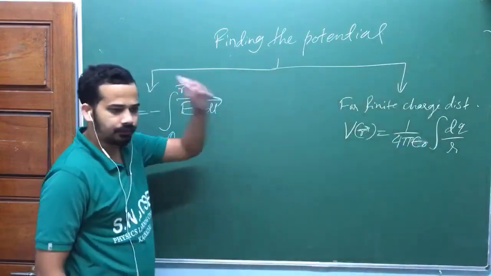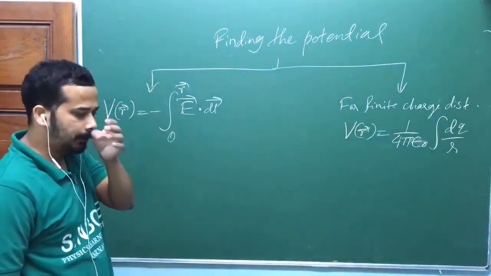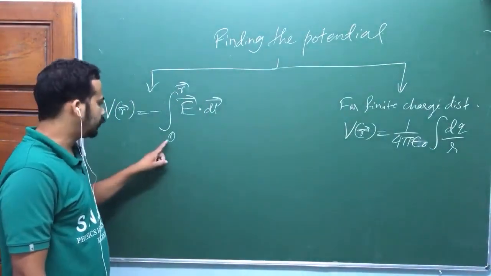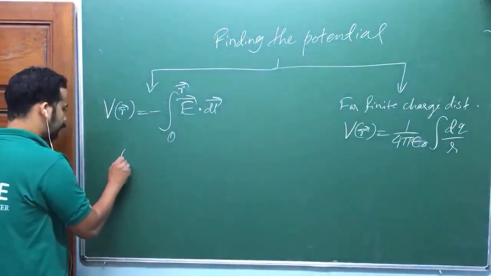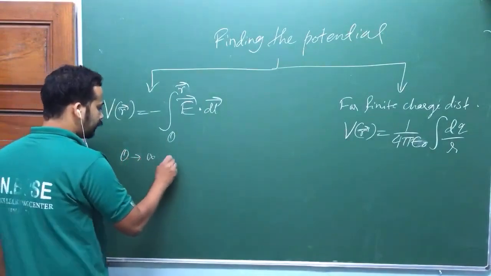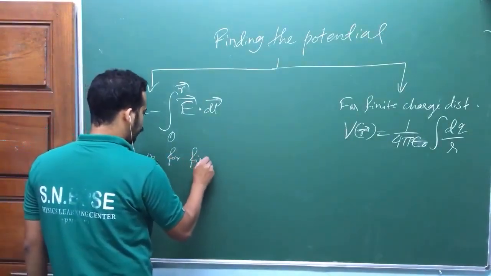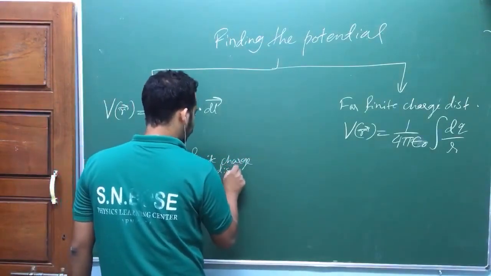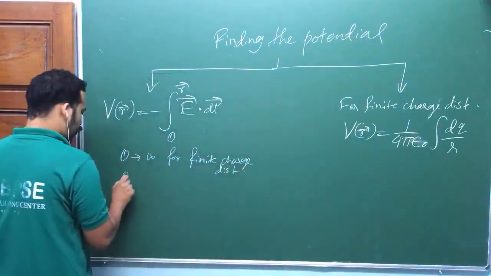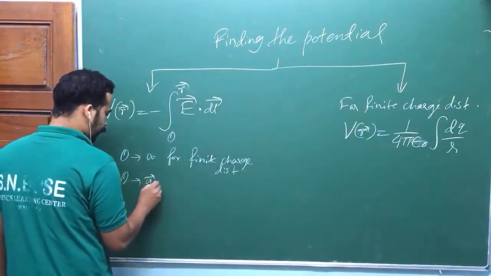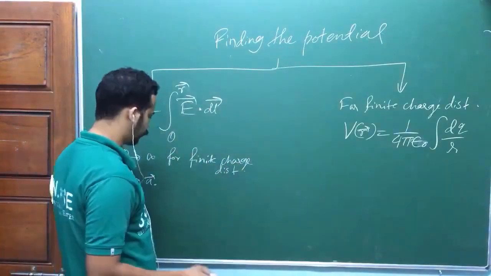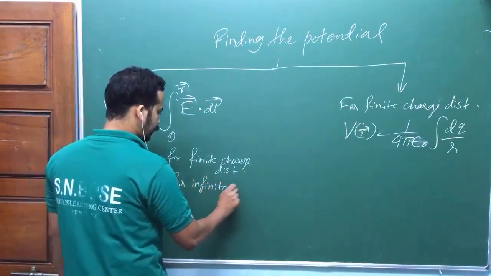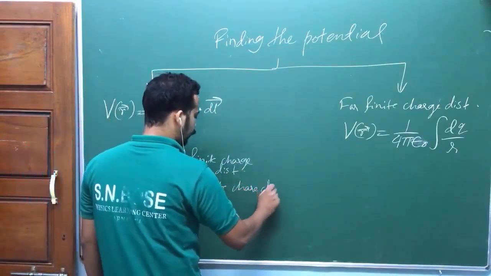This cannot be applied for infinite charge distribution, but it can be applied for finite charge distribution. For finite charge distribution, the reference point O is taken as infinity. For infinite charge distribution, O is some finite point in space, whatever you choose.